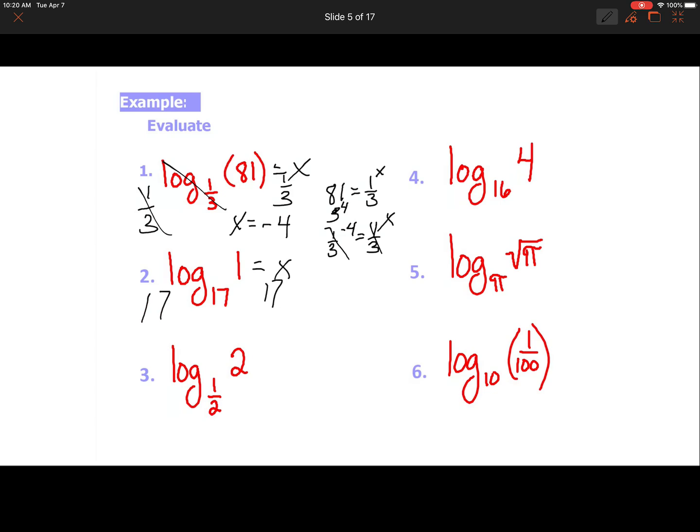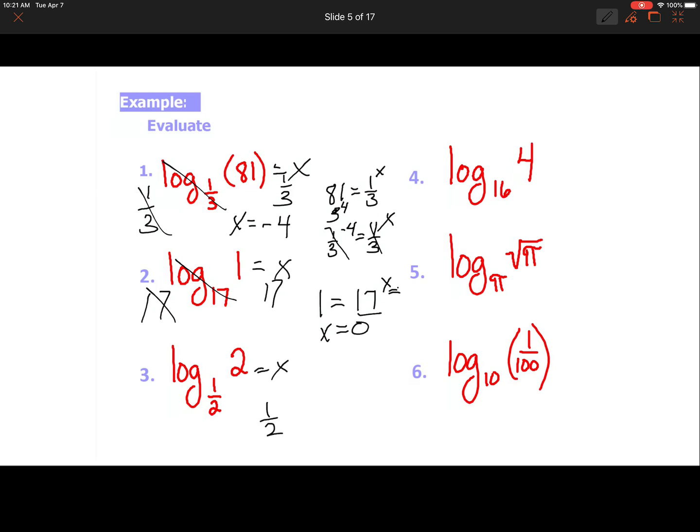Again, I'm going to use an exponential of 17. Exponential base 17, log base 17 will undo each other. 1 equals 17 to the x. Anything to the 0 power except 0 would equal 1, and so my x would be 0 in this case.